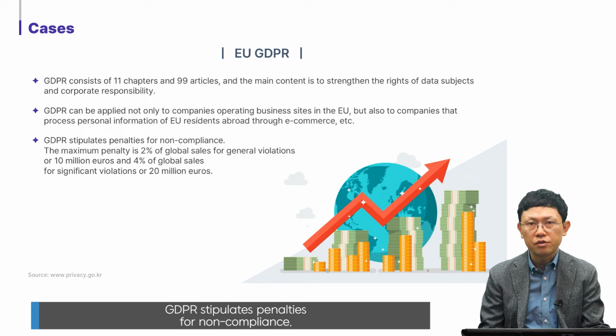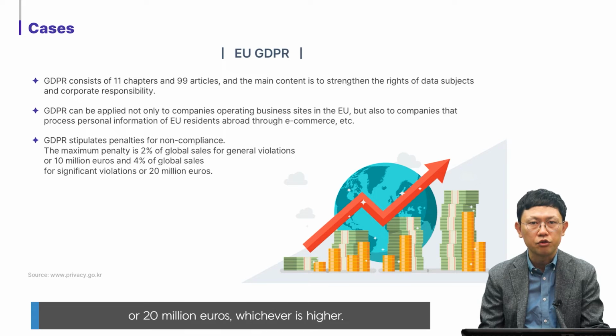GDPR stipulates penalties for non-compliance. The maximum penalty is 2% of global sales for general violations or 10 million euros, whichever is higher, and 4% of global sales for significant violations or 20 million euros, whichever is higher.